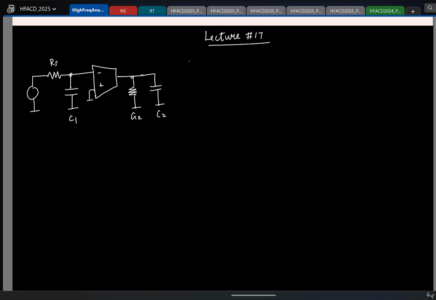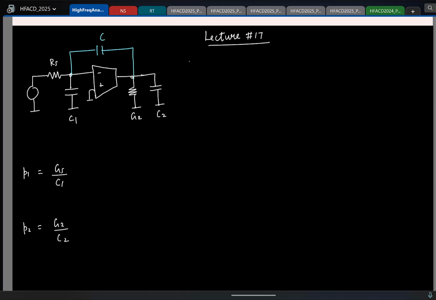So in this configuration, what are the pole locations for this circuit? Yeah, so I'll write it as conductance GS by C1. The second is G2 by C2. This is clear. And then we considered the capacitance across the transconductor.